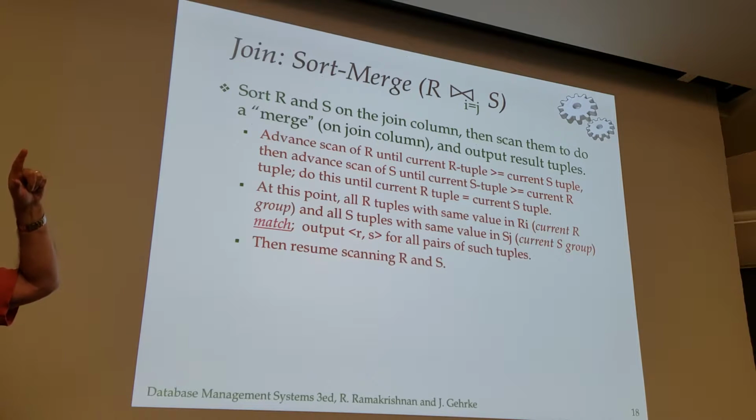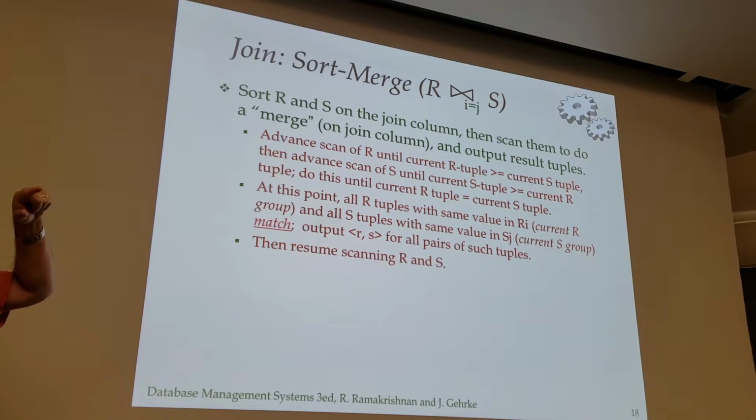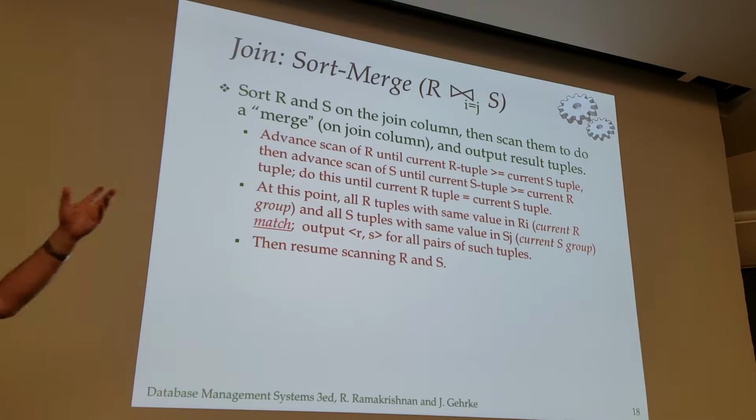And the traffic cop says, we're going to advance whichever one is smaller until we get a tie. This is smaller, we'll advance it. That's smaller now, we'll advance it. When we get a tie, all the matches that we have found get output. There might be 5 tuples in R that match 12 tuples in S. We'll output 60 tuples.